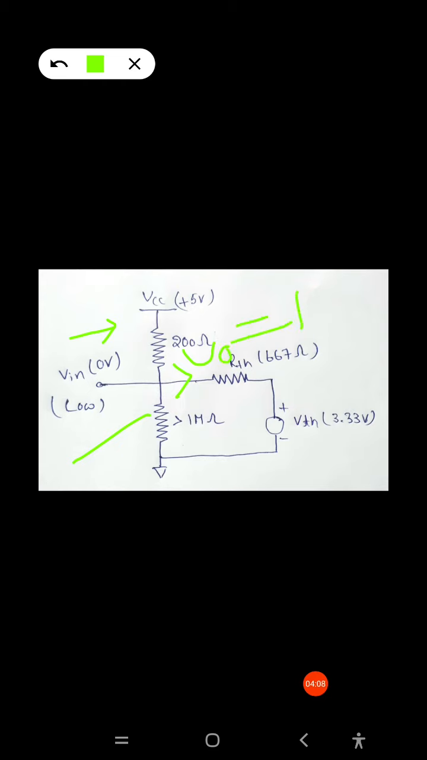Similarly, if you take the CMOS inverter with the input low, whenever we apply 0 volts we should get a high voltage at V out. That is the ideal condition, but we do not get the output as exactly 5 volts.